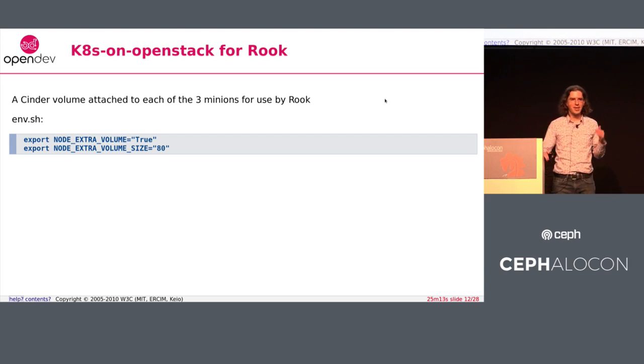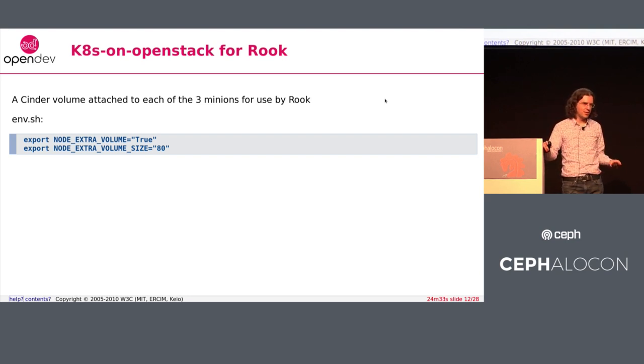So now that we have this cluster up and running, we want to run Rook on it. In order to do that, Rook and Ceph are going to need some storage. So one of the variables that I snuck into the middle of that configuration stanza from earlier, some of those variables are about setting up extra volumes. So what this does is this tells Kubernetes on OpenStack that whenever it creates a minion, it should add an extra volume onto that server. So we're asking it for an 80 gig volume.